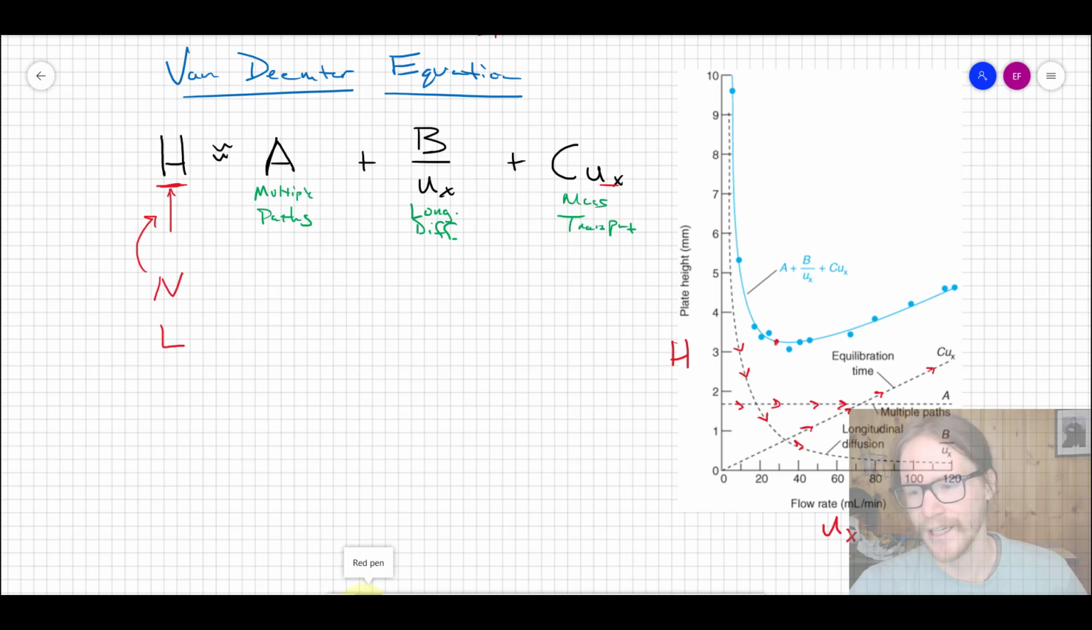You wouldn't be measuring each one of those contributing values, but you'd be measuring the blue curve. And the blue curve then would tell you wherever that's at a minimum, that's going to give you the best separation efficiency, the highest resolution, and the minimum plate height for that particular analyte.